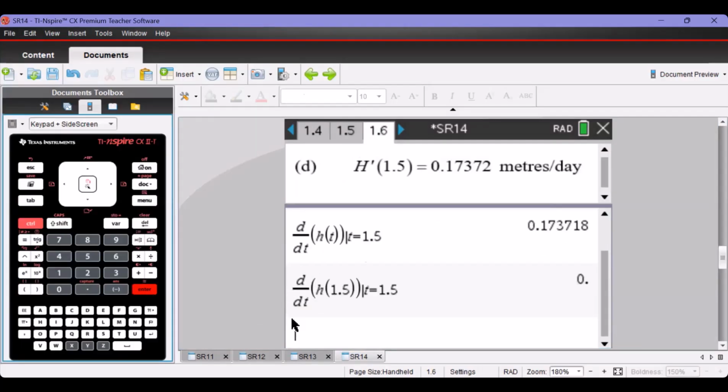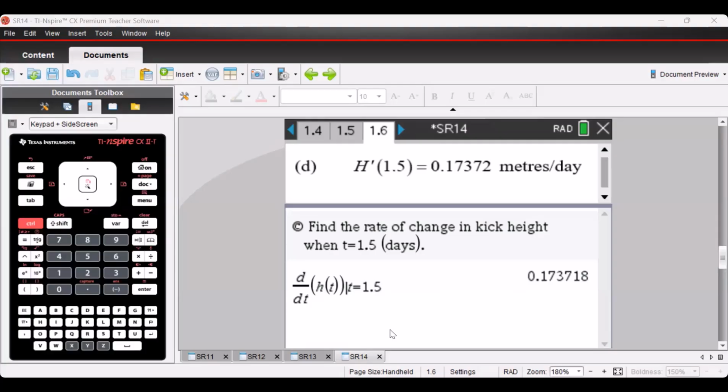In part D, we're asked to find the rate of change in kick height when t equals 1.5 days. In other words, we need to substitute t equals 1.5 into h dashed of t. Now, in this question, h of t is a log function, log to the base 10. I wouldn't advise you trying to differentiate. It's a very difficult derivative to obtain, and this question is only worth 1 mark. So we can do it directly on TI-nspire.